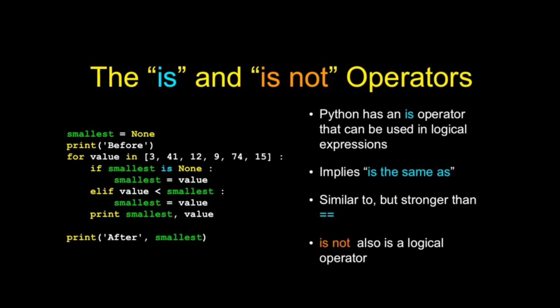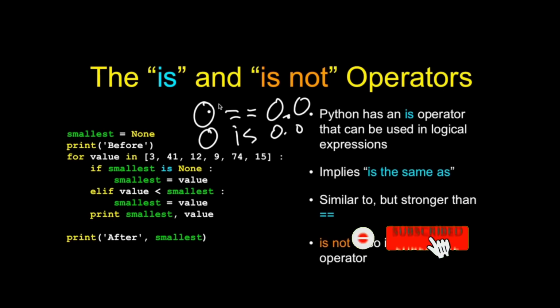if I were to say is 0 equal to 0.0, it would say, yeah, that's true. But then if I say 0 is 0.0, that would be false. So that's because these two are the same value-wise, and these two are not the same type-wise. So is is stronger than equals, meaning that it demands equality in both the type of the variable and the value of the variable, and no conversion is done. And so that's just very strong.